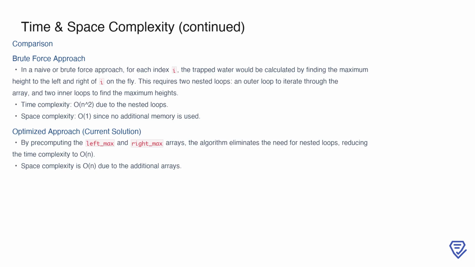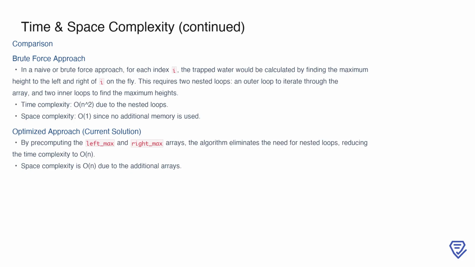To appreciate the efficiency of this optimized solution, let's compare it to the brute force approach. In a naive implementation, for each index i, we would calculate the trapped water by finding the maximum height to the left and right dynamically, using two separate loops. This would result in nested loops, an outer loop to iterate through the array and two inner loops for finding maximum heights. As a result, the time complexity for the brute force method is O(n²). However, it has a space complexity of O(1), since no extra memory is used.